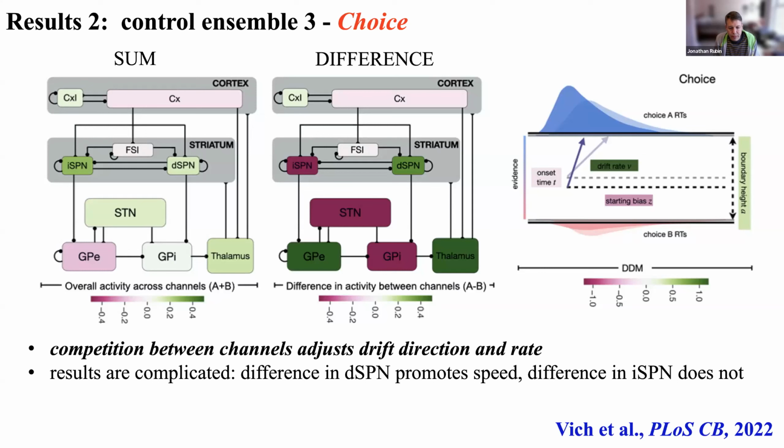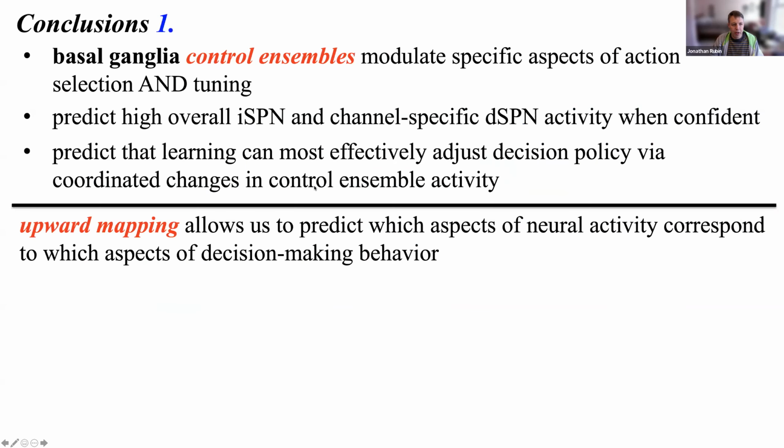So we really should think not just about the ISPNs having one effect and the DSPNs having another effect, but we should think about there being some effects related to overall activity levels, and other effects related to differences between channels. And really the effects relate to a whole ensemble of rates, not just single rates, at these two sites in the basal ganglia. Okay, so that's kind of the main part of the talk.